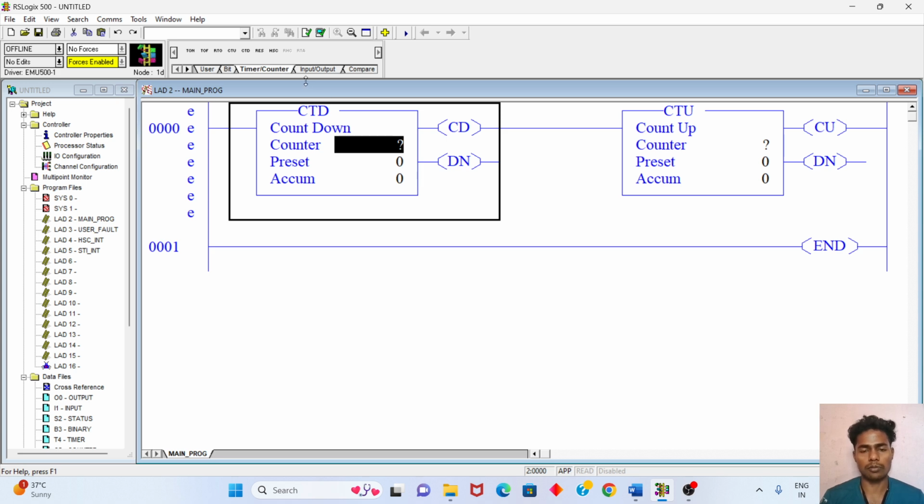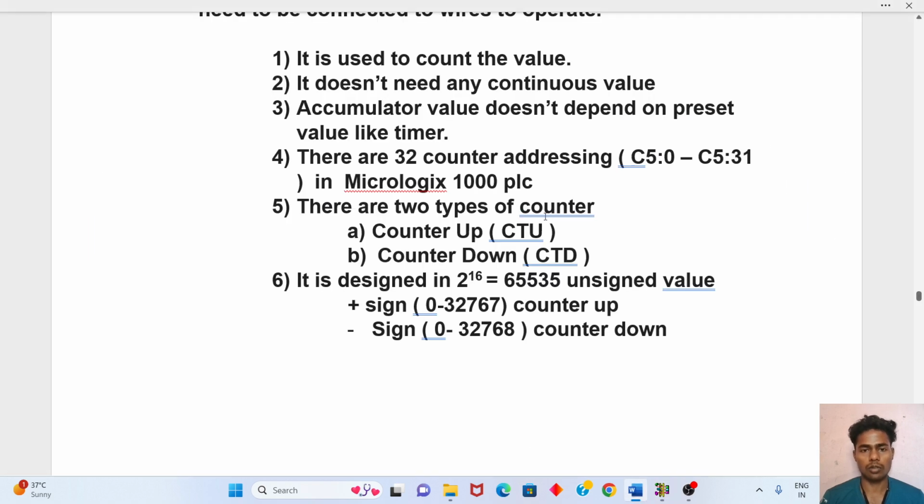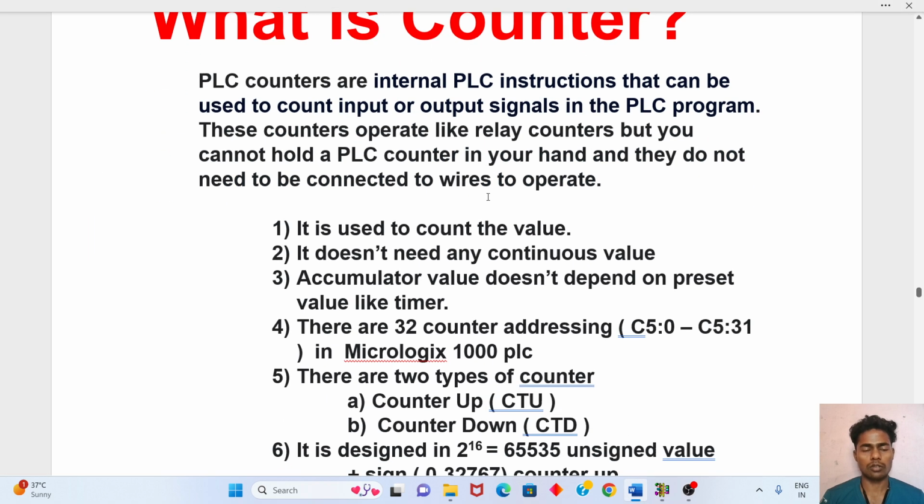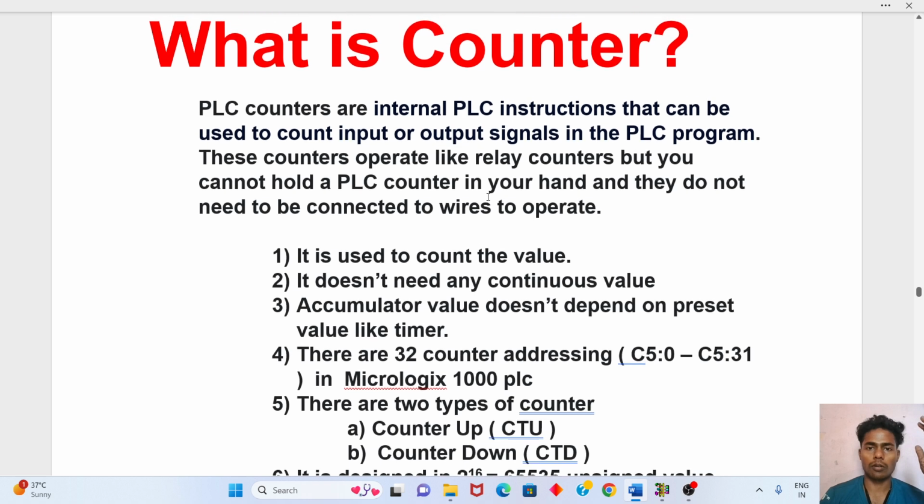And also I have some important notes about counter, so you have to write them in your notebooks. So what is a counter? In your daily life you have already seen counters. Counter means it counts the value which will be counted. Understand what I have to say to you.